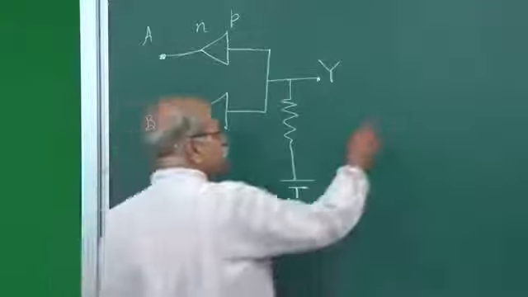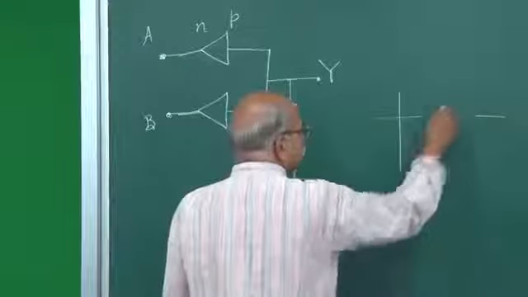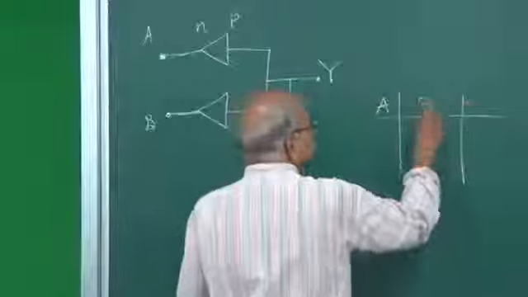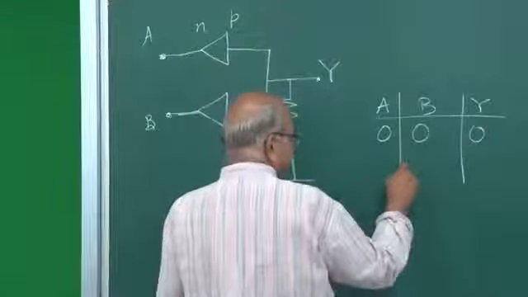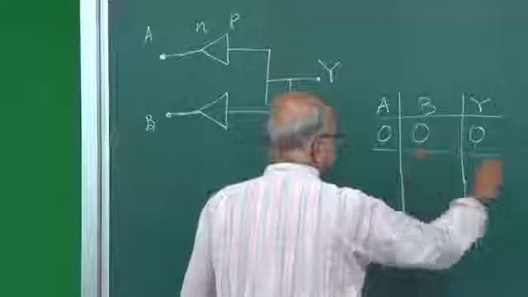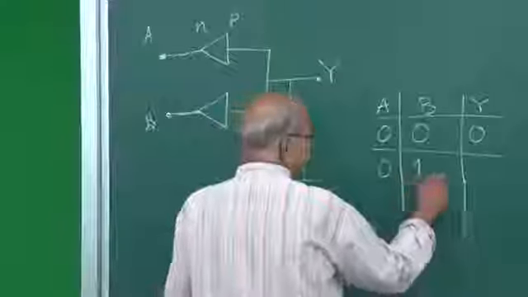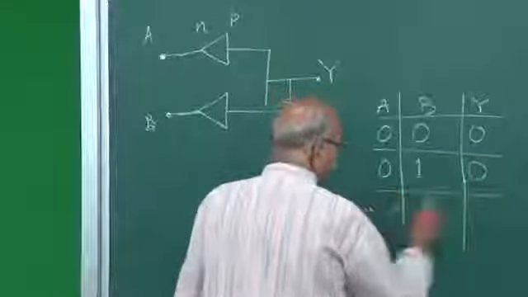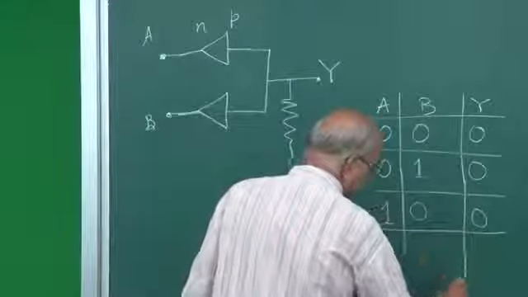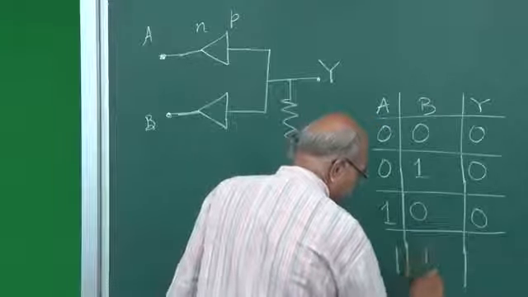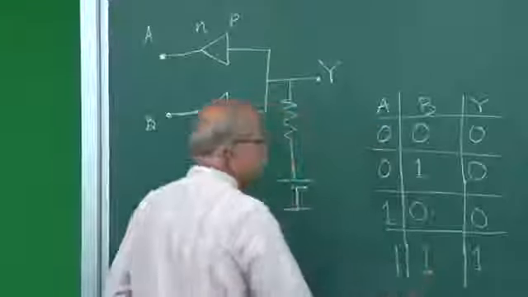What is that AND operation? The AND operation is: if A is 0, B is 0, Y is 0. Then if A is 0, B is 1, then Y is 0. If this is 1, this is 0, then this is 0. And if this is 1, this is 1, then this is 1. That is the AND operation.